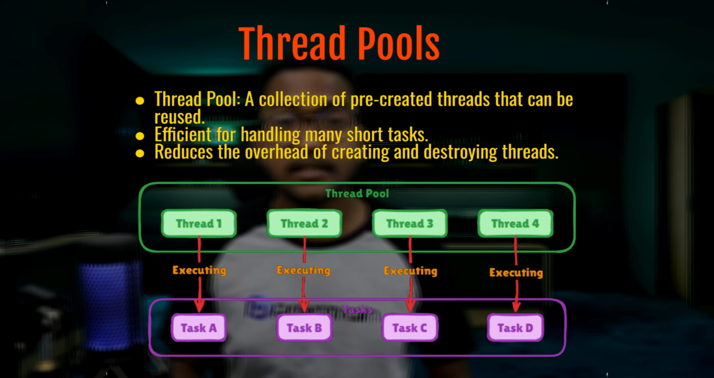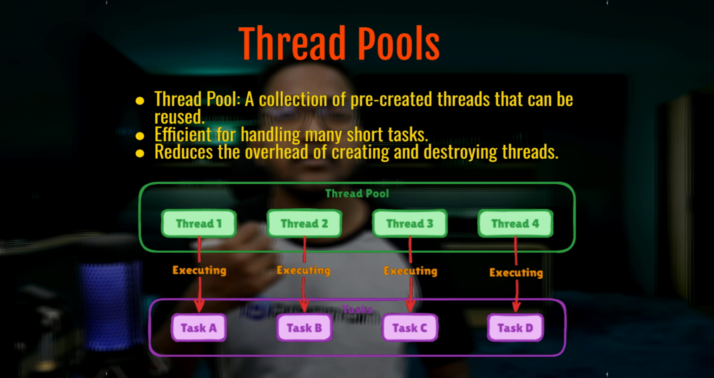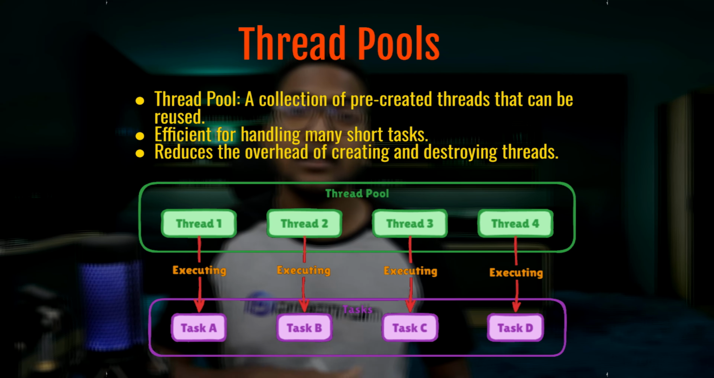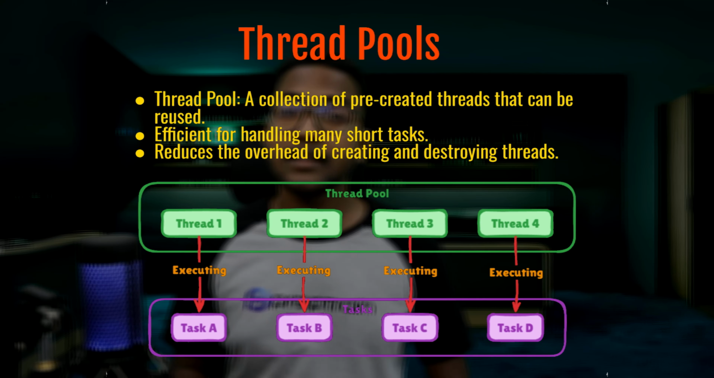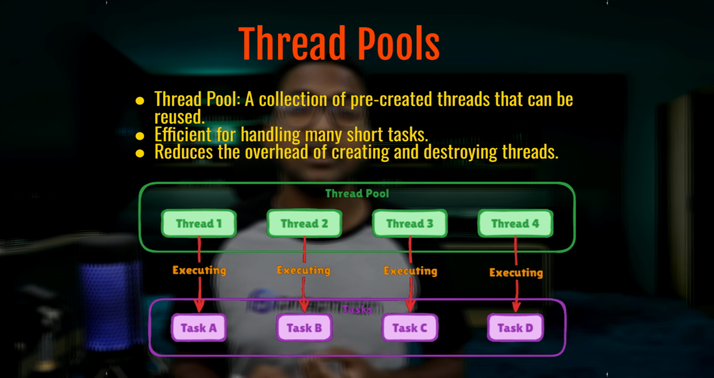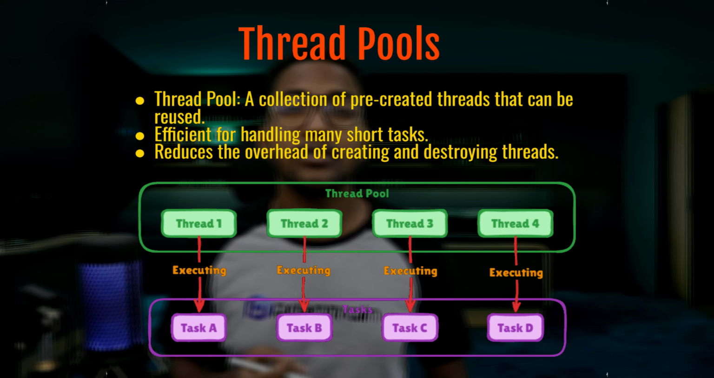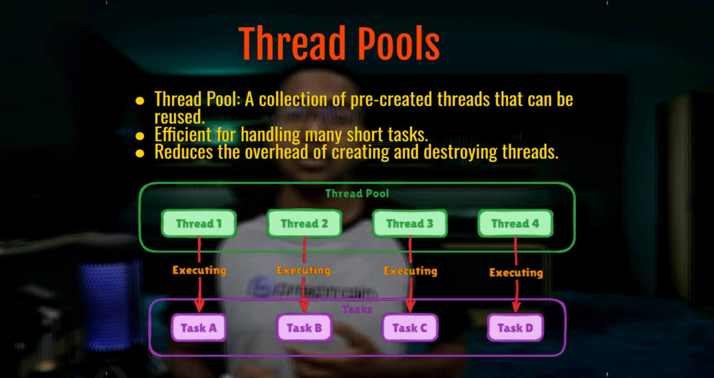Once the task is completed, the thread is returned back to the pool, and it can then be assigned to the next task. So why are thread pools so important? The main advantage is efficiency. Creating and destroying threads is an expensive operation in terms of system resources. If you are constantly creating and destroying threads for every task, you will introduce a lot of overhead.